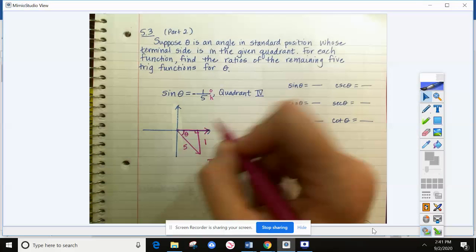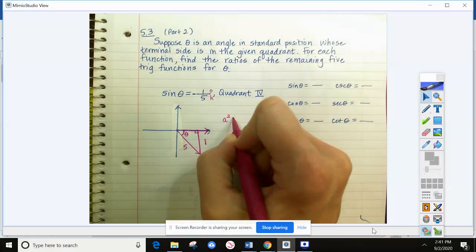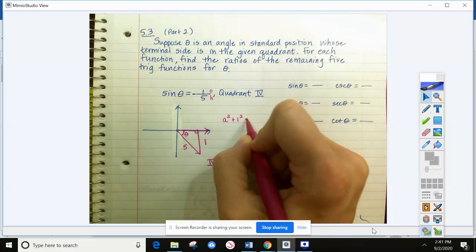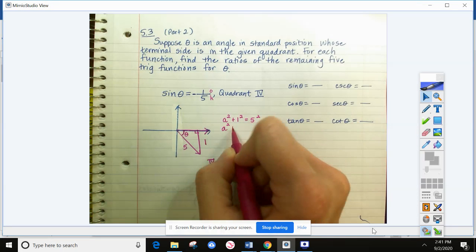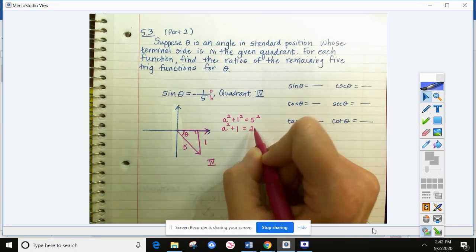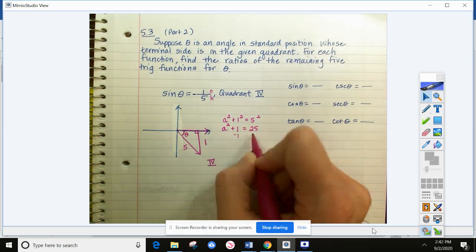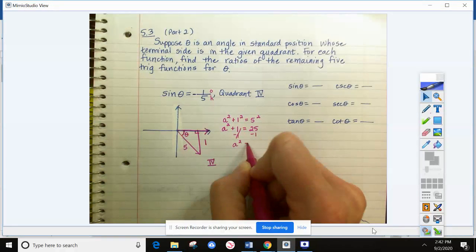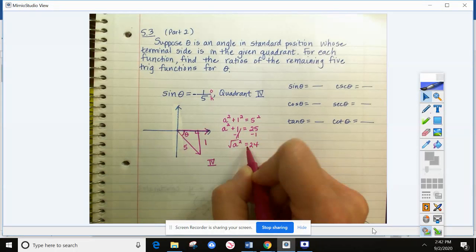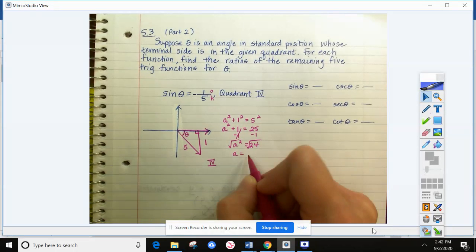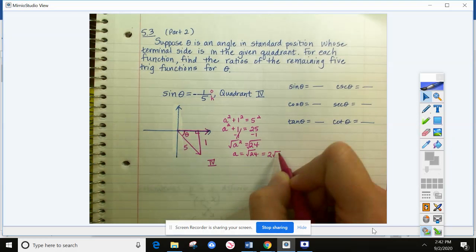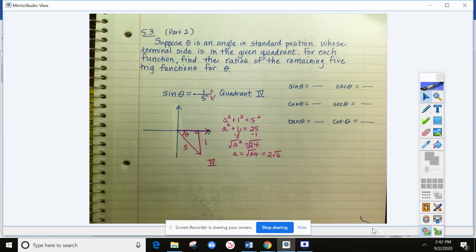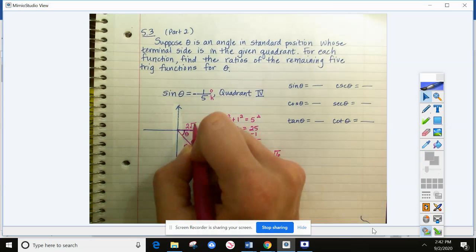We'll just let it be a in our Pythagorean theorem. So a squared plus b squared, which is 1, equals c squared. That is 5 squared. So let's do some simplifying here. So we are solving for a. We'll square root both sides. So we're looking at the square root of 24. And if you reduce that, it should be 2 square root of 6. Yep, that radical thing just happened. So hang on to that.